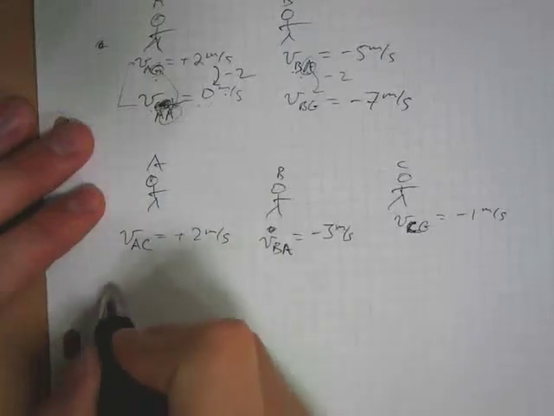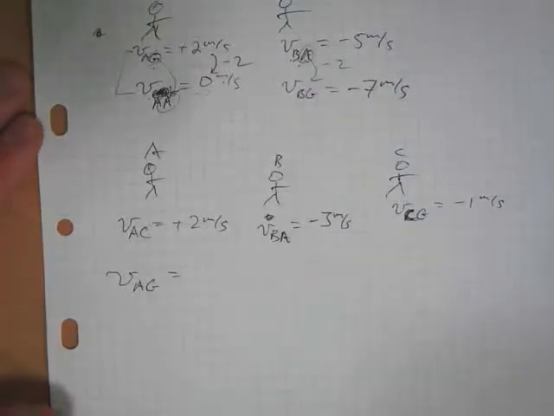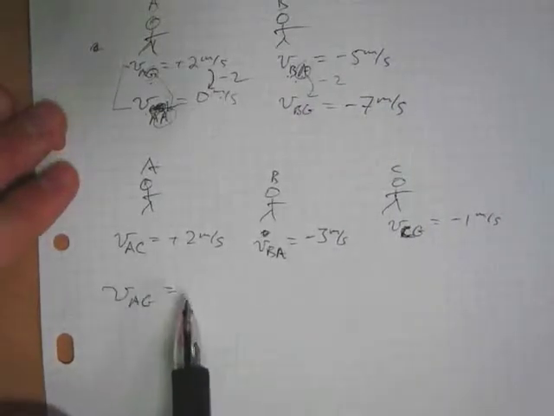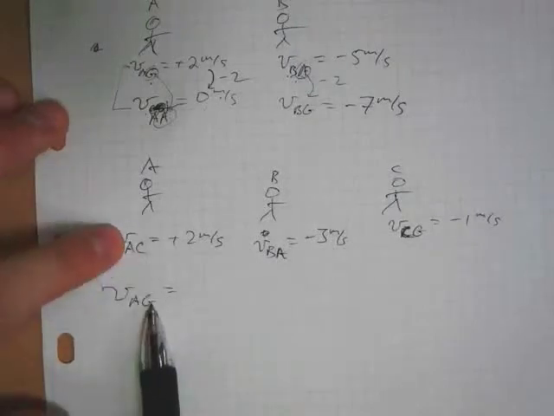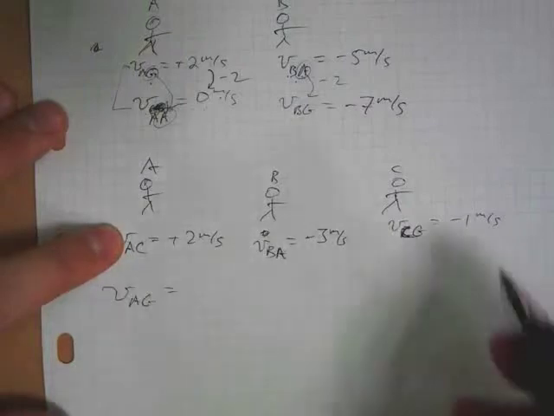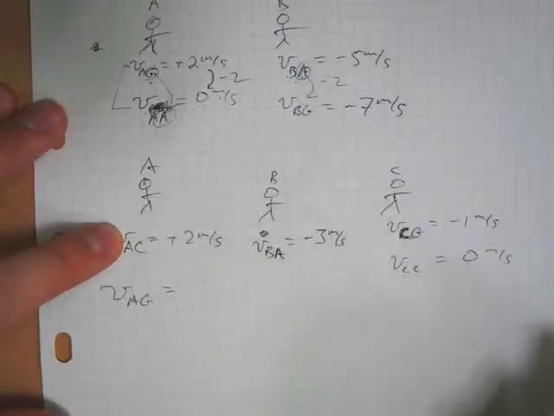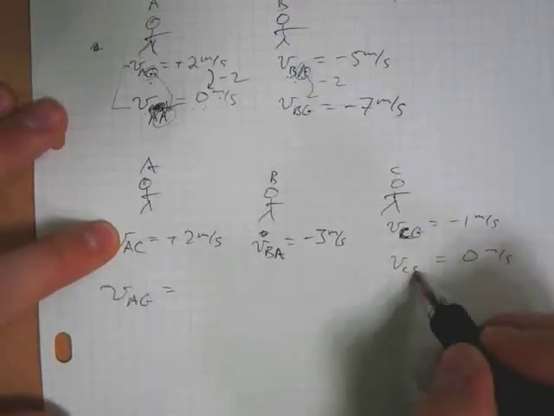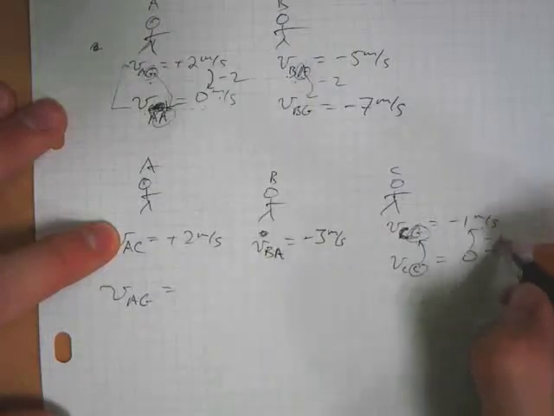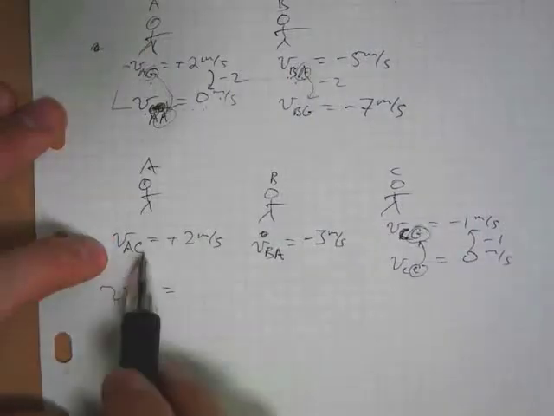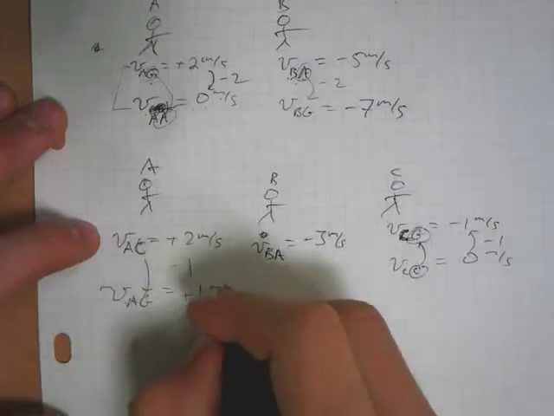Let's first find the velocity of person A relative to the ground. Well, what is it that we want to do? We want to go from the reference frame of C to the reference frame of ground. So how do we do that? Well, velocity of person C relative to person C is, of course, 0 meters per second. So to go from reference frame C to reference frame ground, the difference is minus 1. So velocity of A relative to ground, if you go from C to G, difference is minus 1. So that is positive 1 meters per second, 2 minus 1.